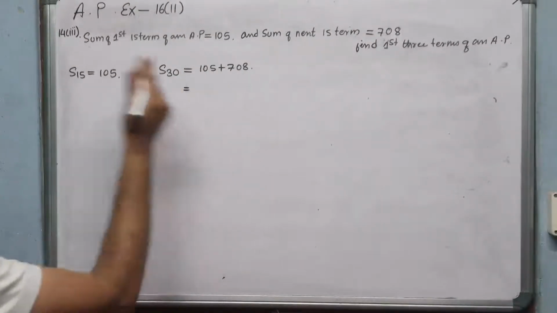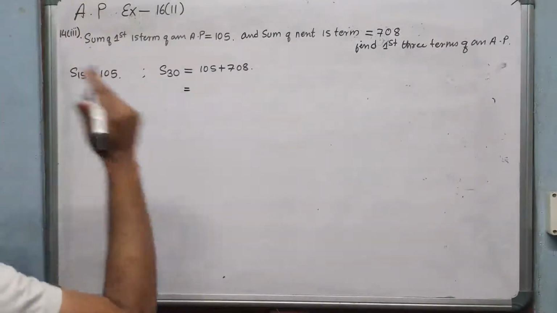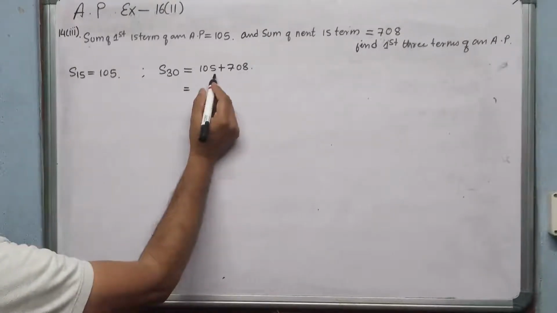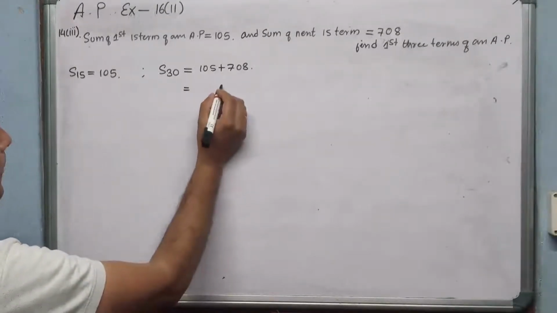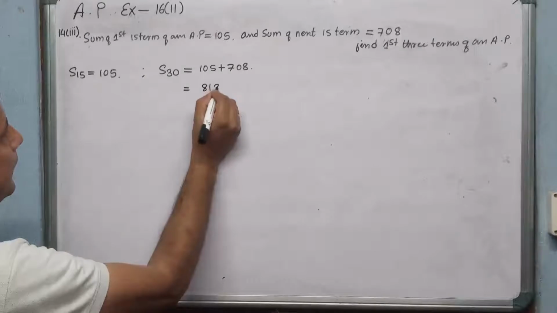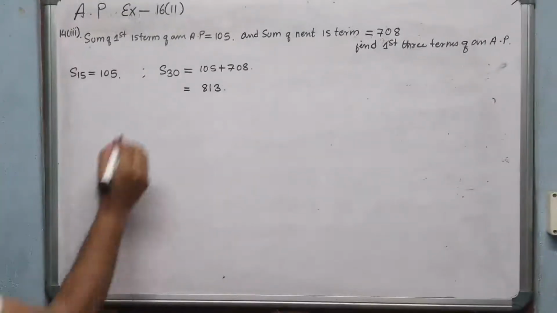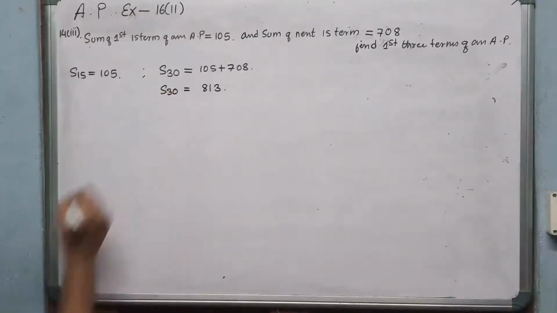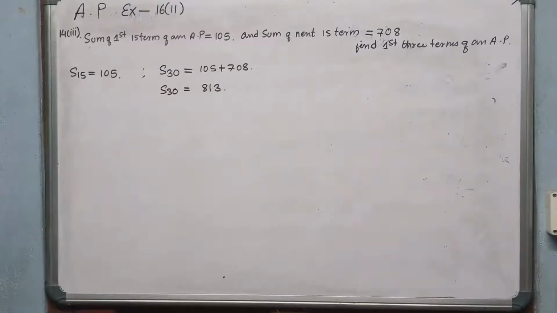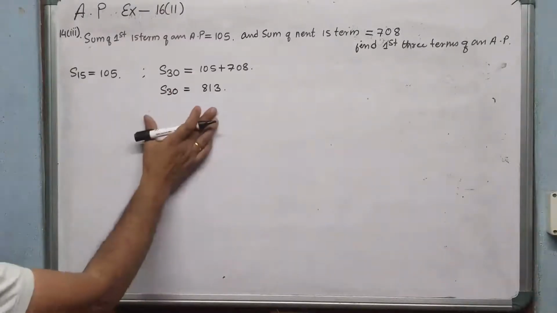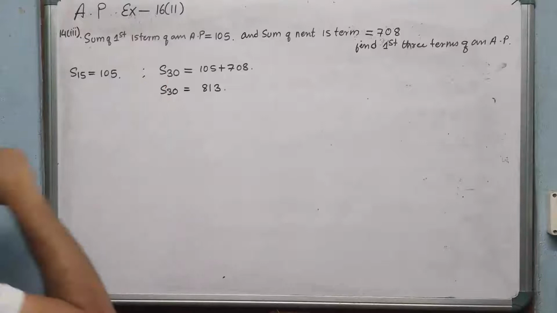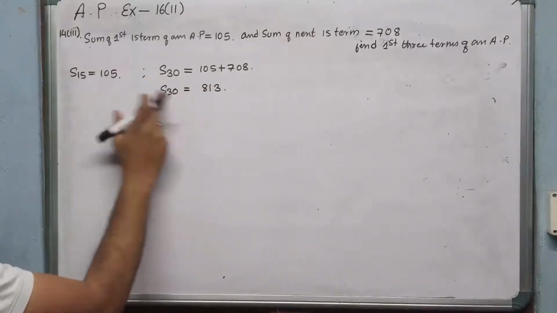Now then, 105 plus 108, it is 8 plus 5, 13. It is 813. Now the sum of the 30 terms is 813. Now next what you have to do is, find the first 3 terms of an AP, means you have to solve this equation.